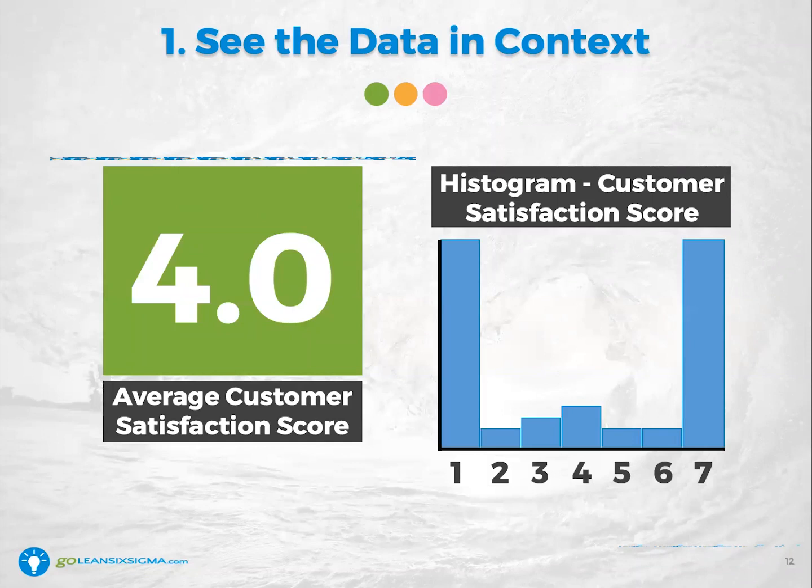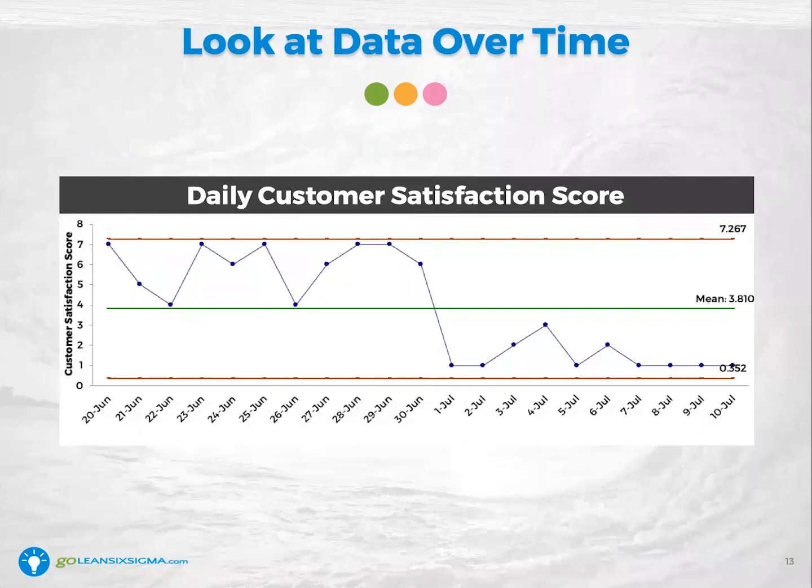Again, it's better than an average, but histograms only provide a snapshot of our data. They don't tell you when each of those data points happens. For that, let's go to a control chart. Looking at the data over time, this quality data, we can see that we've got customer satisfaction scores between 4 and 7, but something happened at the end of June. It got much worse in July.